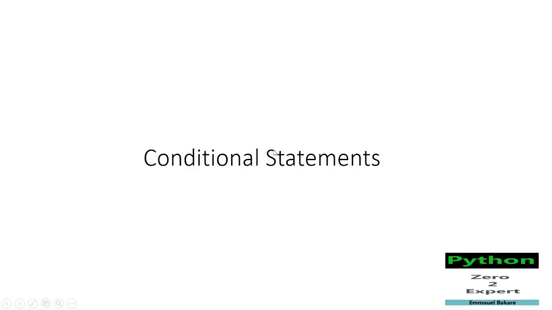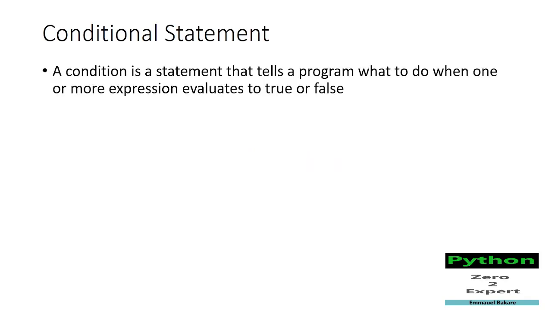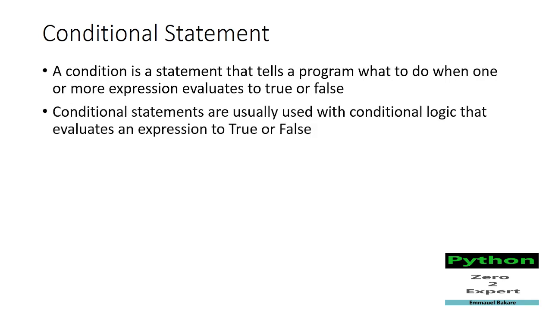Let's talk about conditional statements. A condition is a statement that tells a program what to do when one or more expressions evaluate to true or false. Conditional statements are usually used with conditional logic. Logic like 10 is greater than 4, which equates to true. 200 is lesser than 400, which is true. 20 is greater than 50, which is false. So these are logic expressions that evaluate to true or false.